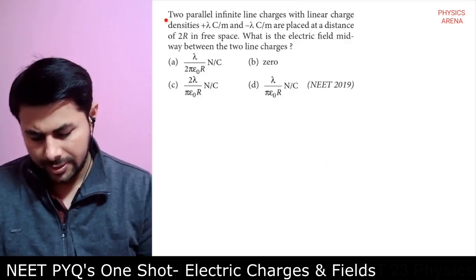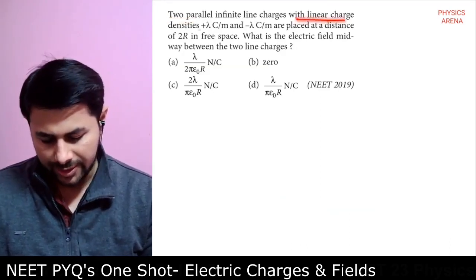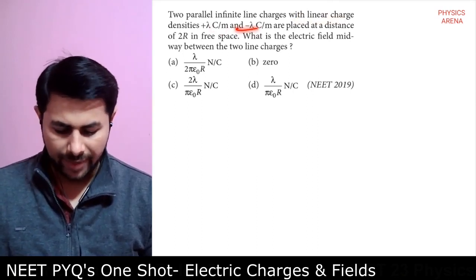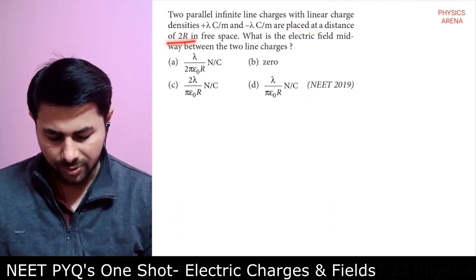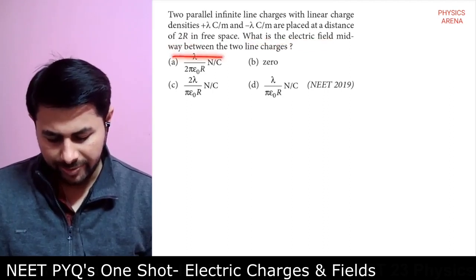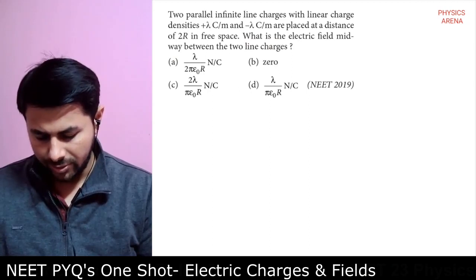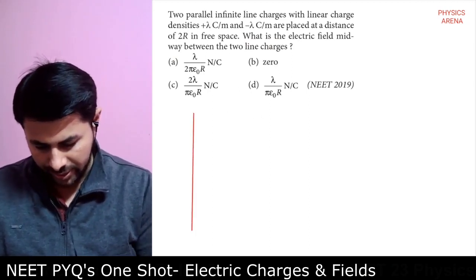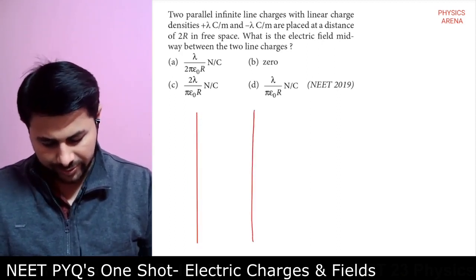All right. Two parallel infinite line charges with linear charge densities plus lambda coulomb per meter and minus lambda coulomb per meter are placed at a distance of 2r in free space. What is the electric field midway between the two line charges? Okay, you have two line charges. This is one, this is the second one.